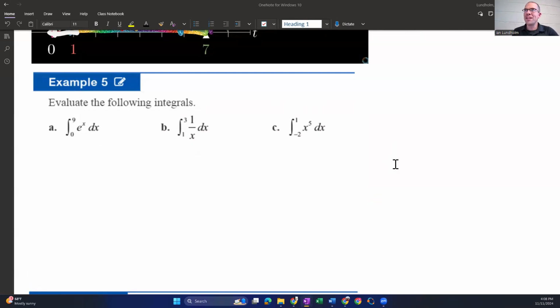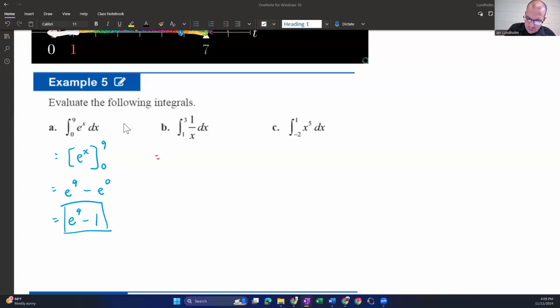The antiderivative of e to the x is just e to the x. So the way that we'll notate this is we'll write the antiderivative inside these brackets, and we will copy those boundaries down, so 9 and 0. And then the idea is we evaluate our function at this top boundary, and we subtract off evaluating at the bottom boundary. So this number at the end is just e to the ninth power minus 1. And that's our answer. It's great.